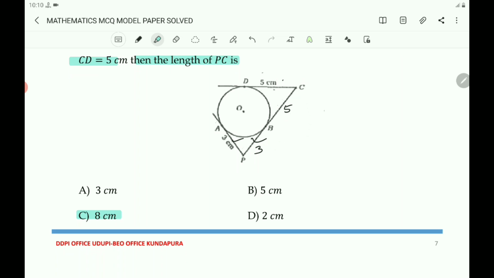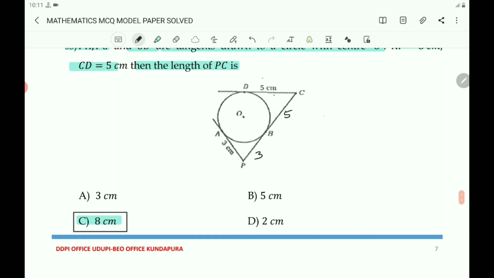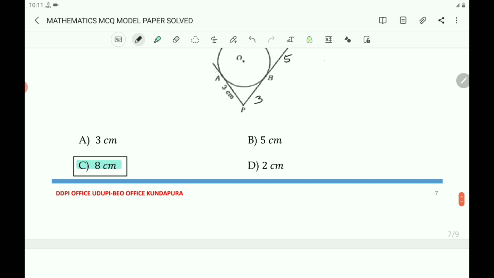Here, you know that C and P are the external points, and this CD and CB are the tangents from the external point, and this AP and this BP are the tangents from the external point. So this is 5 means this must be 5. This BC must be 5, and this is 3 means this PB must be 3. So by adding this 5 plus 3, you will get 8 centimeter. So the answer is C, option C, 8 centimeter is the answer.